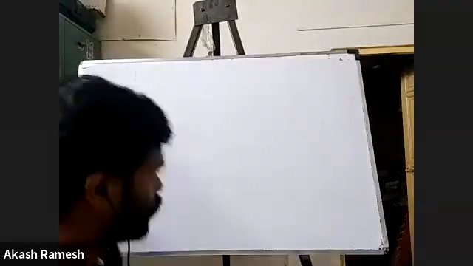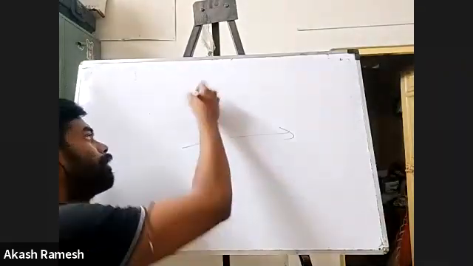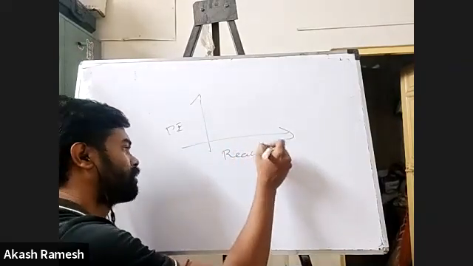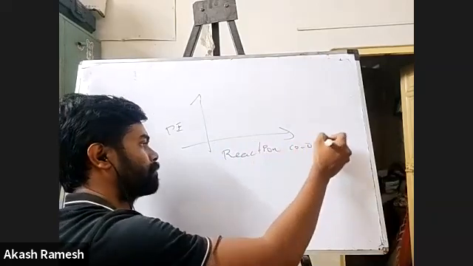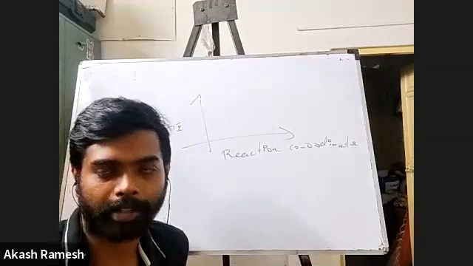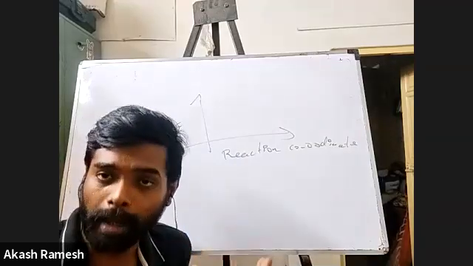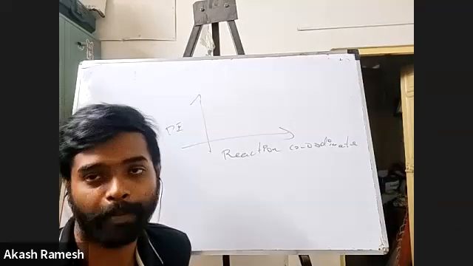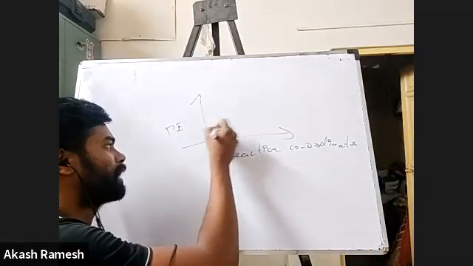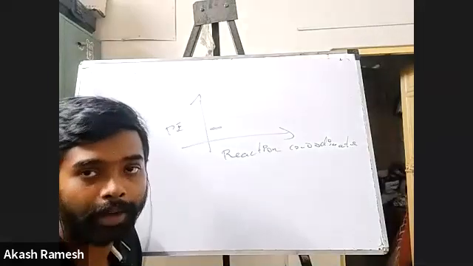So if I plot a graph between potential energy and reaction coordinate, reaction coordinate means reactant to product, whether it's a reactant, or an intermediate, or the product. So this will be the initial energy of the reactant.